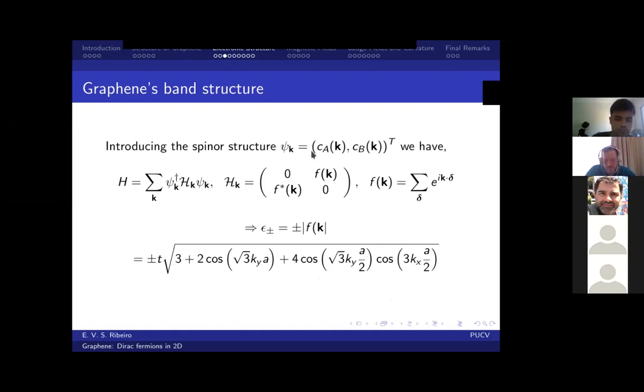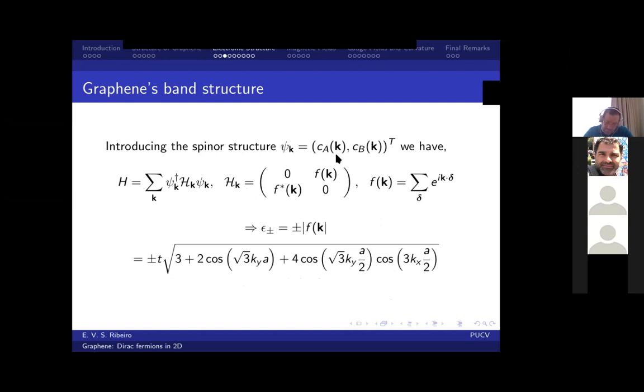So we can solve the eigenvalues of it, introducing this spinor structure here. So we will have one component for the A sublattice and another component for the B sublattice. And we can write the Hamiltonian in this way. So from here, it's easy to diagonalize it.